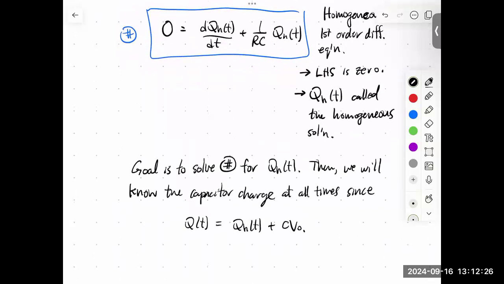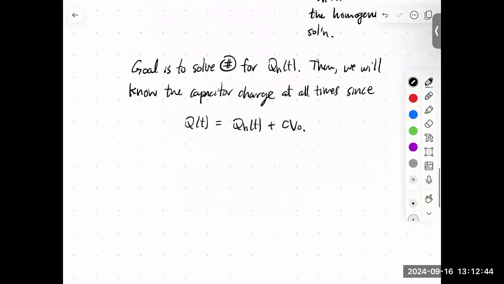Okay, the reason we went through the trouble of forming this homogeneous differential equation where we have the constant as 0 is because this is easy to solve. And I'm going to try to convince you of that. So let's start by defining tau is equal to RC, and this is going to be our time constant. We don't have to do this, it just makes less writing for us.